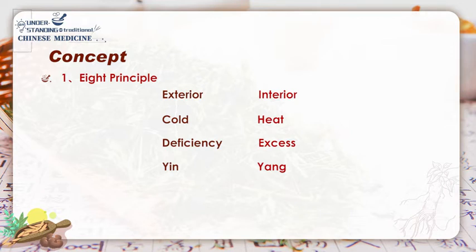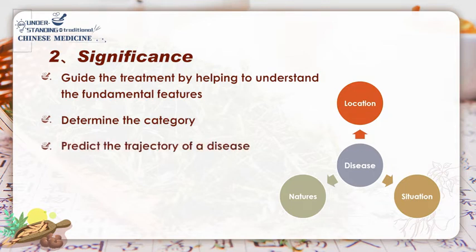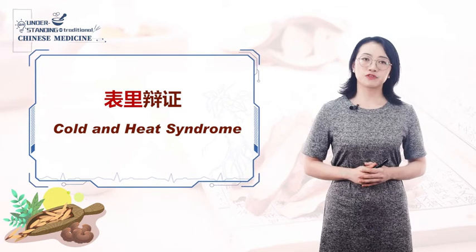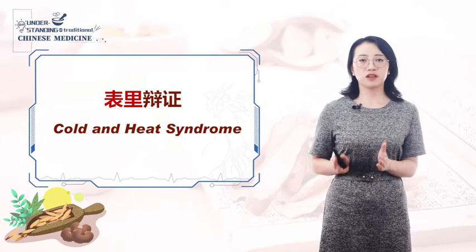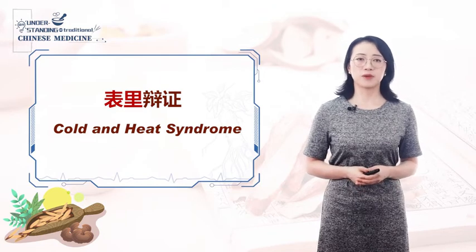The significance and the limitation of 8 Principles Syndrome Differentiation is that it can guide the treatment by helping to understand the fundamental features, determine the category, and predict the trajectory of a disease. Therefore, the 8 principles method is used to analyze the commonality of all kinds of diseases. The first principle is exterior and interior syndrome, which is used to determine the location and pathologic changes of disease.